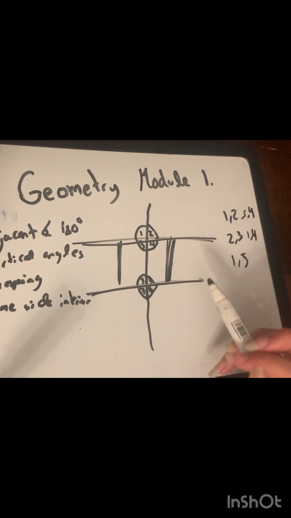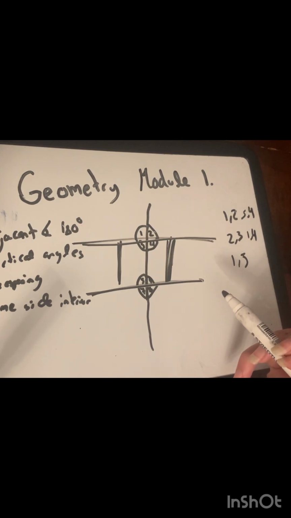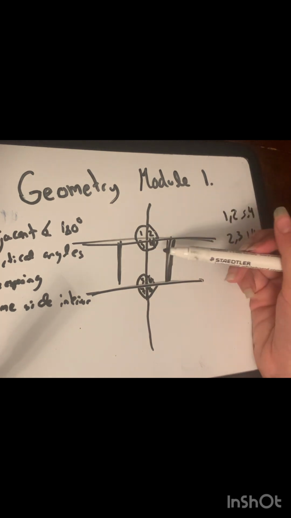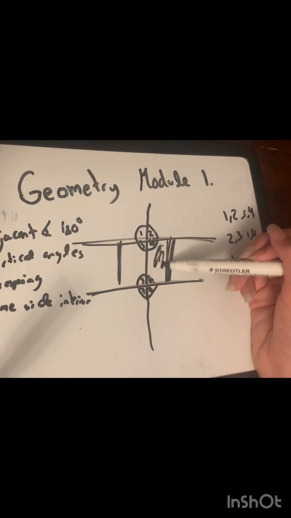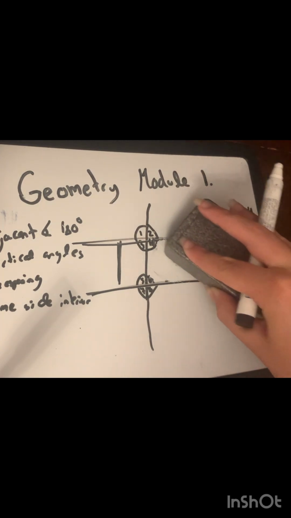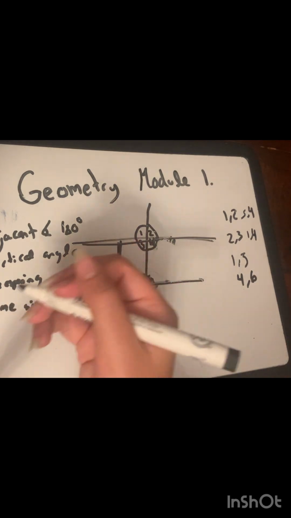What do you guys think would be the same side interior angles? It would be 4 and 6. They're the same side, right? This is the same side interior angles. So it would be 4 and 6. The other same side interior angles would be 3 and 5, but we're just going to say it's 4 and 6. Now, that was hopefully easy for you guys to understand.